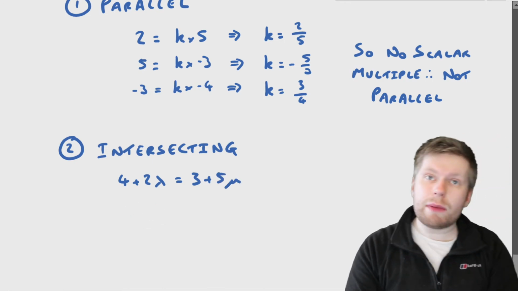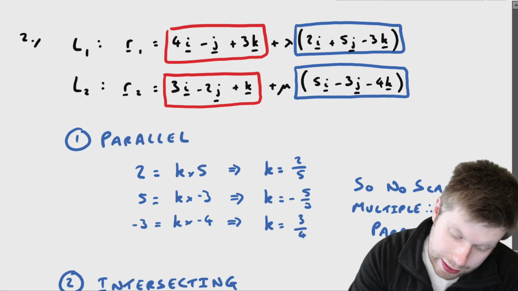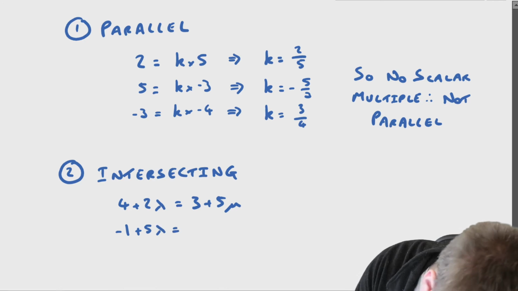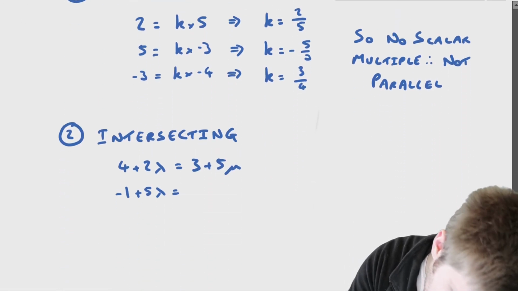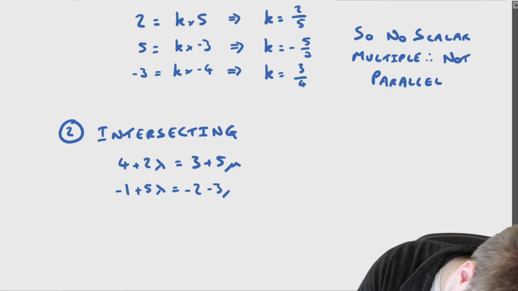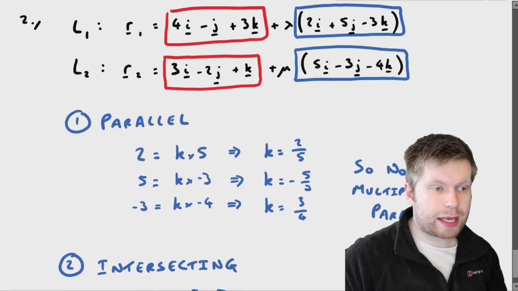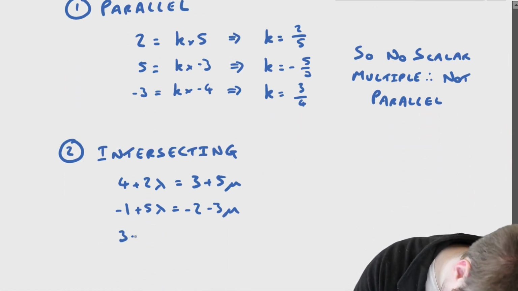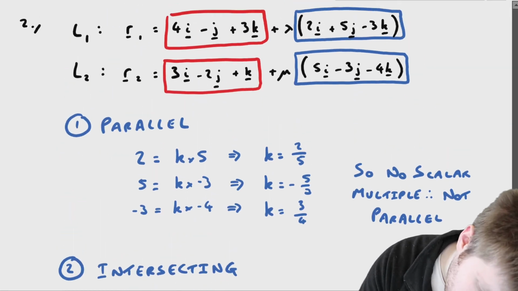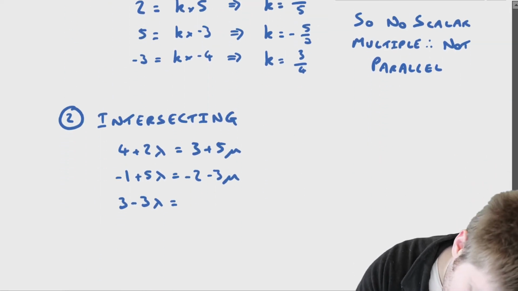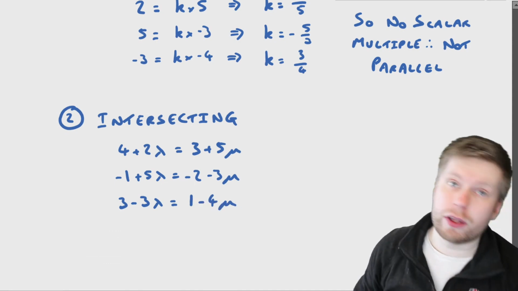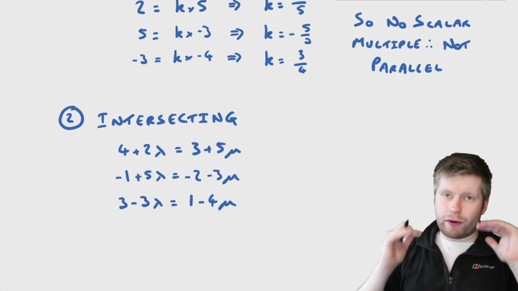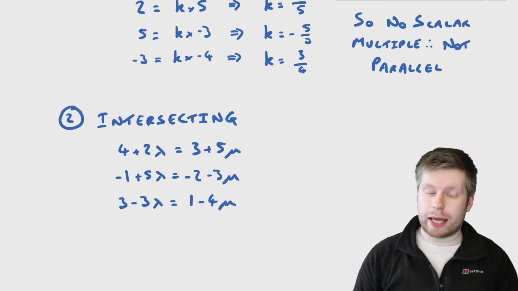Okay? And then I do the same thing for the j component. So again, -1 plus 5 lots of lambda for line 1. And for line 2, I end up with -2 minus 3 mu. Now if I do the same thing for the k components, I end up with 3 minus 3 lambda for line 1, which should be equal to 1 minus 4 mu for the k components of line 2. And if they are intersecting, I should be able to find a value of lambda and mu which works in all 3 equations. So let's check it out.